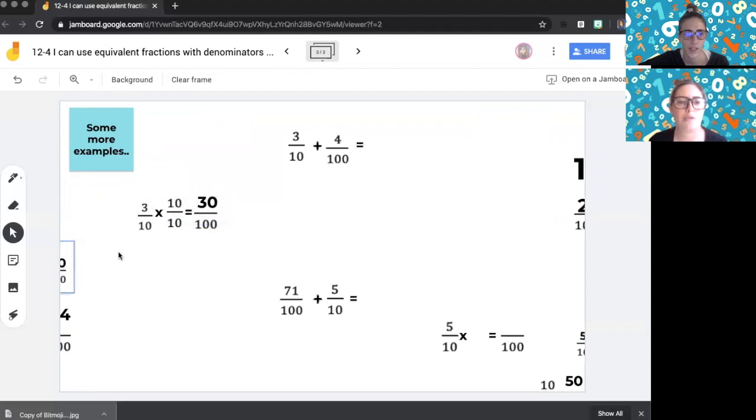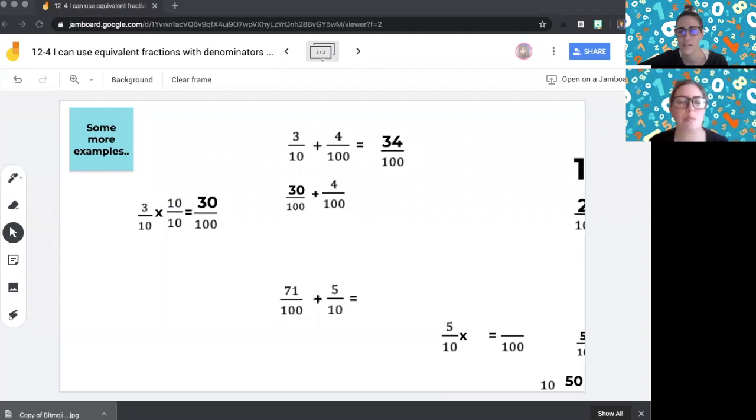So now I can replace 3 tenths with 30 hundredths, which I also know 3 tenths and 30 hundredths are the same. And I can add 30 hundredths plus 4 hundredths, which would equal 34 hundredths. I'm going to put the answer back up here in the original problem. Great. So 3 tenths plus 4 hundredths equals 34 hundredths. Perfect. Let's move on to the next one.